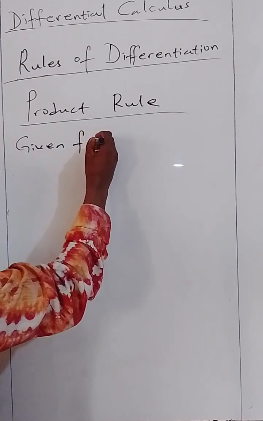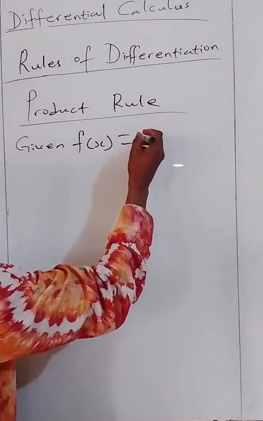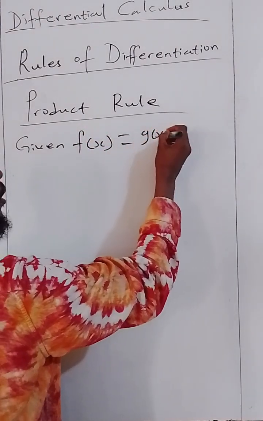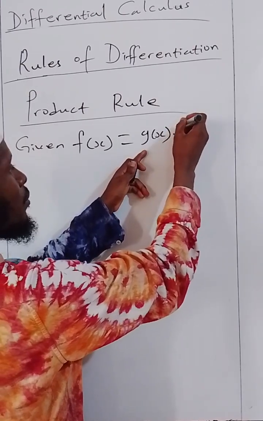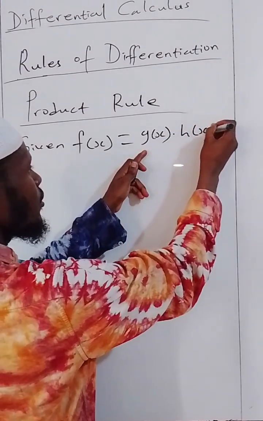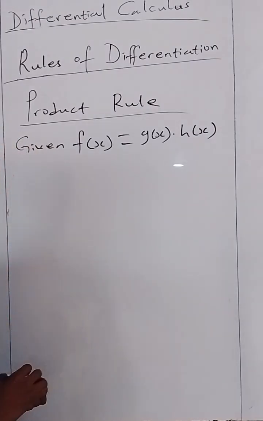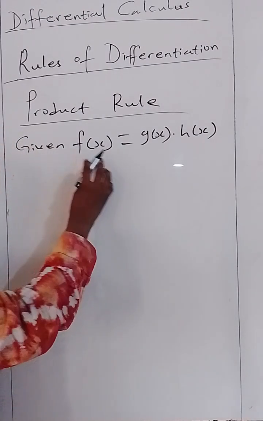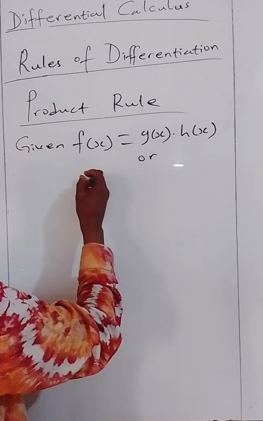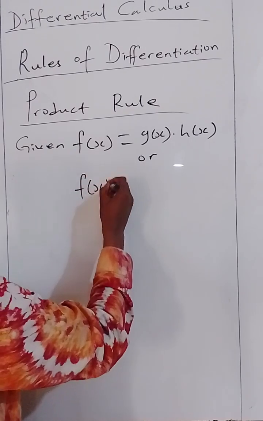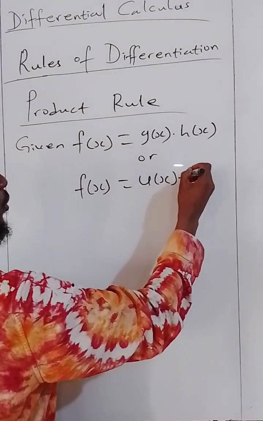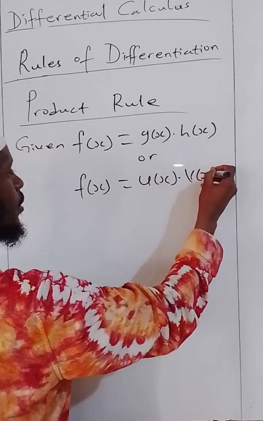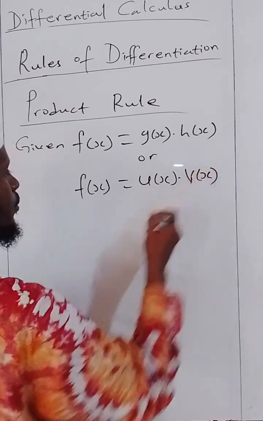Given f of x, this function equals, let's say g, a function that depends on x, multiplied by another function that depends on x. Okay. So this function is equivalent to this. In some textbooks it is written as this. We have u, okay? Don't get confused. It's the same thing.